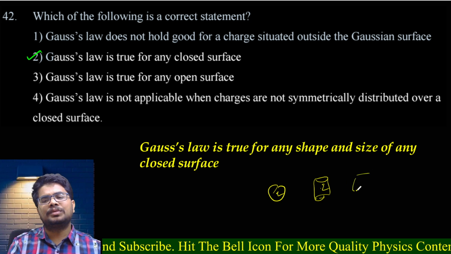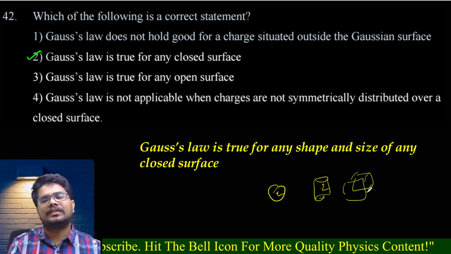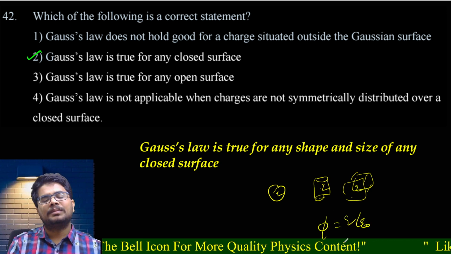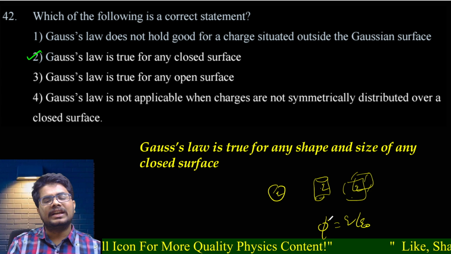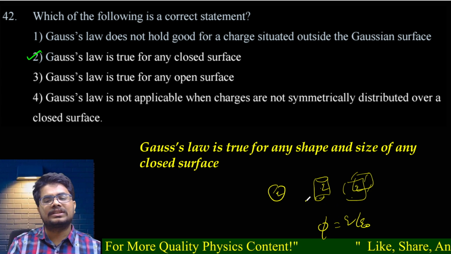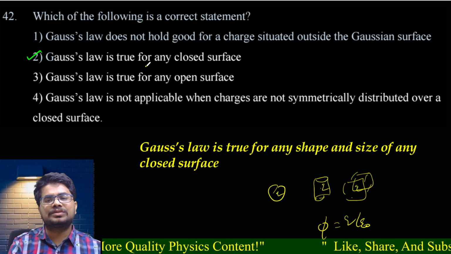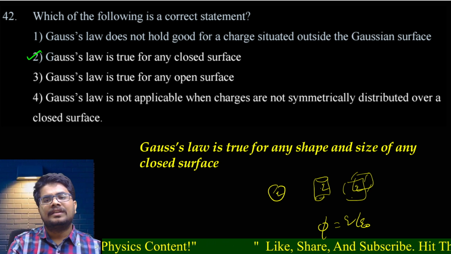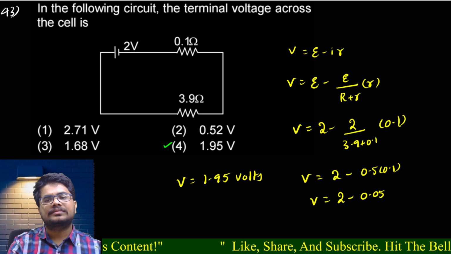One cube you take, place the charge q inside. What will happen? What is the flux through each of them? Q by epsilon naught only. It means it is independent of shape and size. It depends only on the charge inside. So Gauss law is true for any closed surface. It does not depend on shape and size. Okay, fine. If we go to the next question.